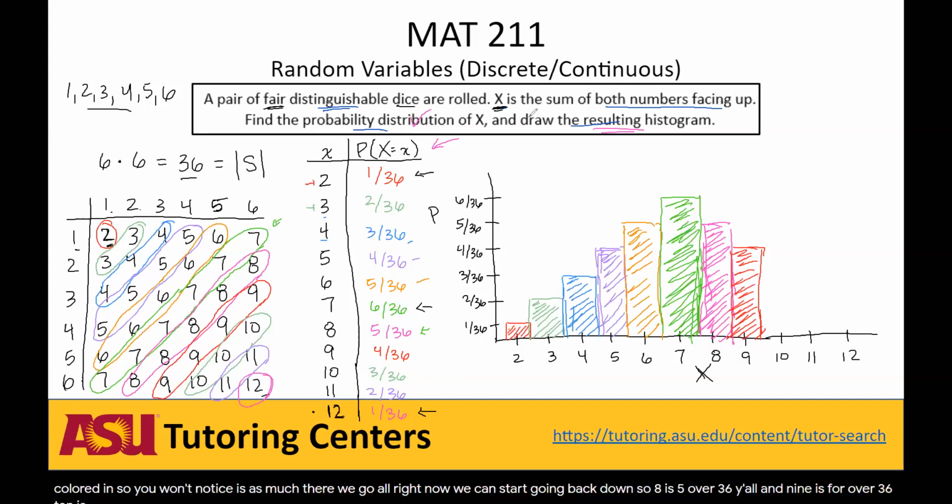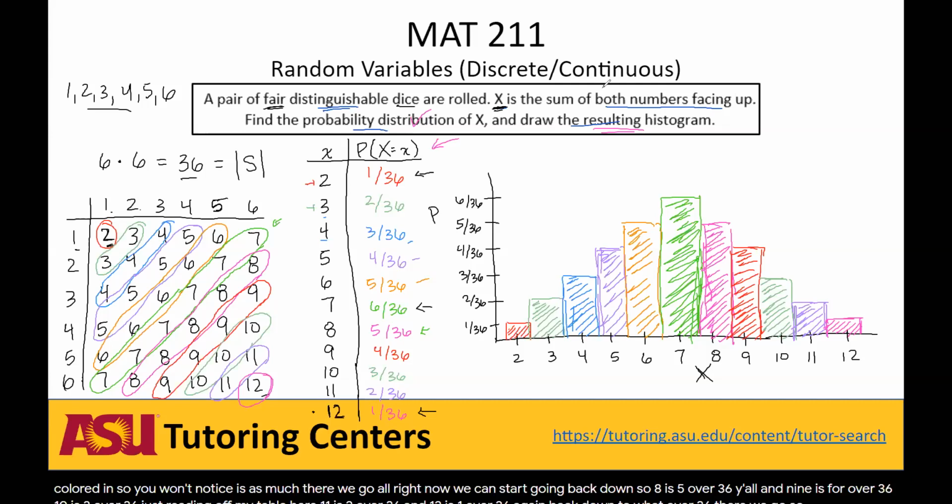Ten is 3 over 36. Just reading off my table here. Eleven is 2 over 36. And 12 is 1 over 36. Again, back down to 1 over 36. And there we go.